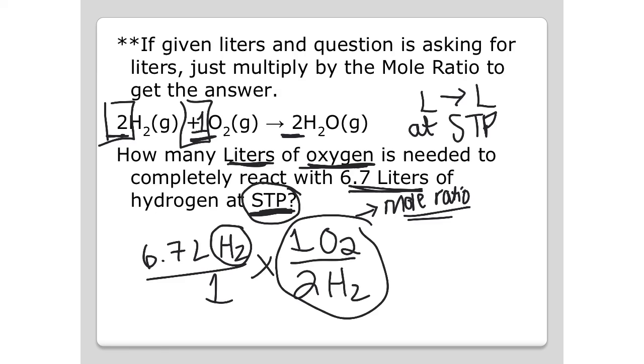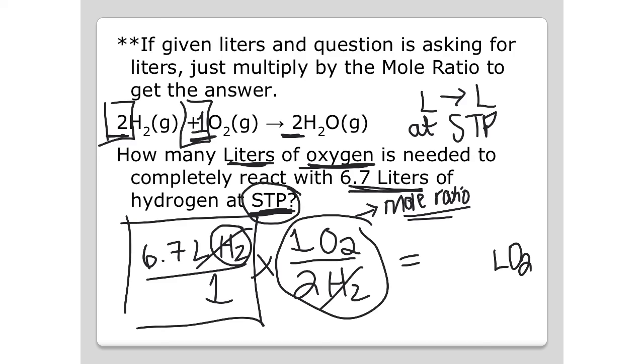So if I want to go from liters to liters, and I'm at STP, all I have to do is multiply my beginning liters right here by the mole ratio, and I can cut out a bunch of steps in between. So that's a shortcut that you can use. So I'm going to end up with hydrogen canceling out. I'm going to get liters of O2, and it's going to be 6.7 times 1 divided by 1 times 2, or 6.7 divided by 2. So if I plug and chug that in my calculator, I'm going to get 3.35 liters of oxygen.